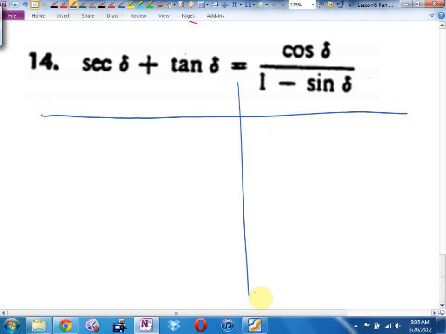So number 14: secant delta, for those of you who are scorekeeping Greek letters at home, plus tangent delta equals cos delta all over 1 minus sine delta.